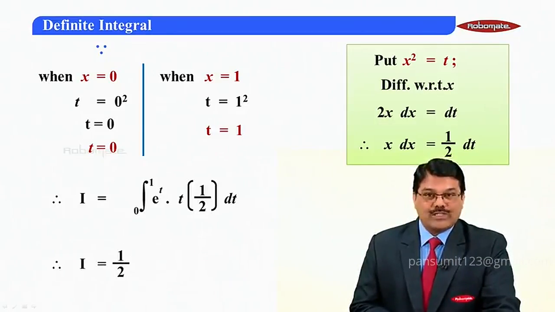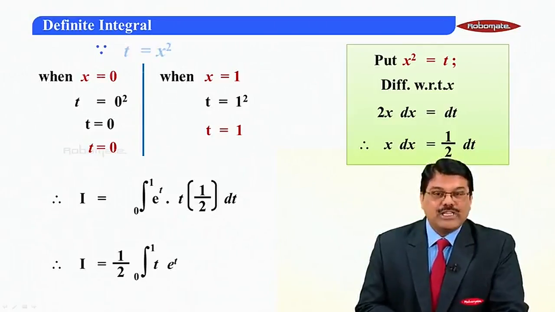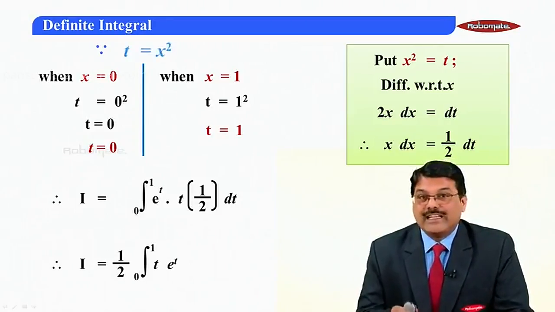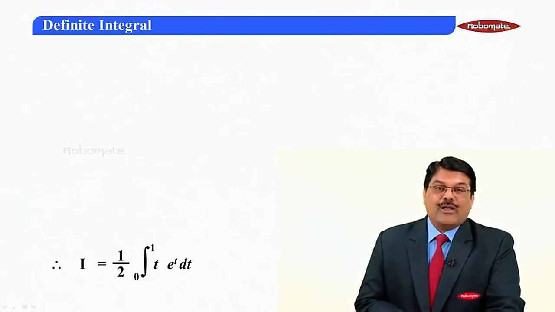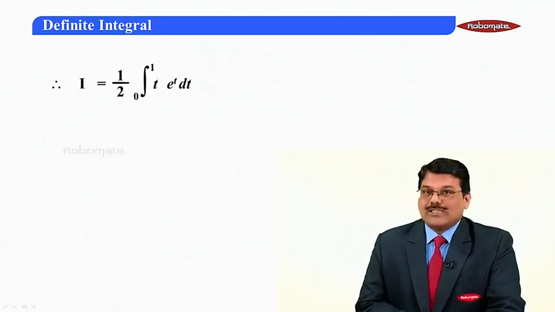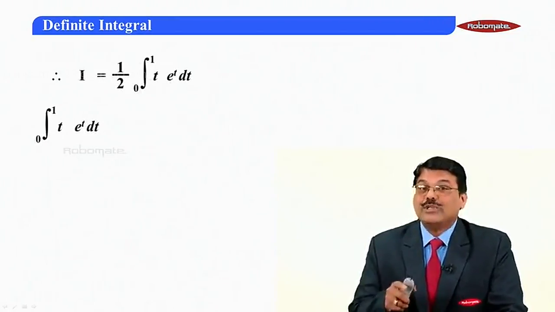I'm taking this half outside. Integration goes from 0 to 1 e raised to t into t. So I can write it as t into e raised to t with respect to dt. Now look at these two functions. One is t and the other is what? E raised to t. Correct? Is it as u into v?